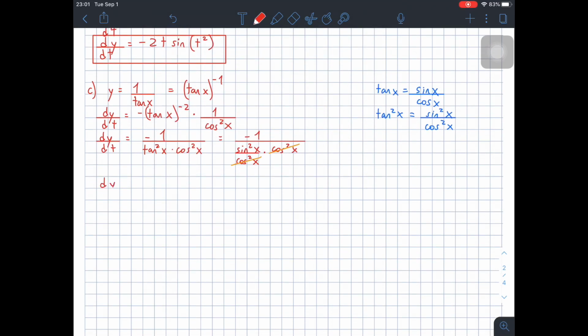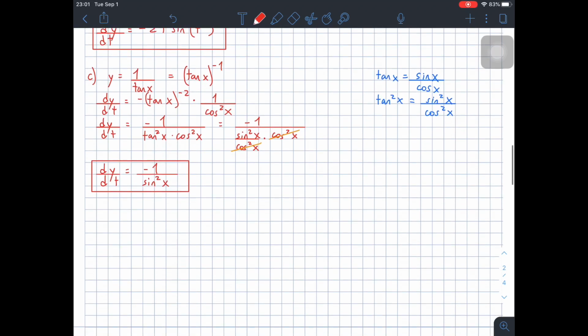The derivative of y with respect to t in this particular case is equal to negative 1 over sine squared of x. And this would be the result. Okay? So I hope this is getting clear for you guys.